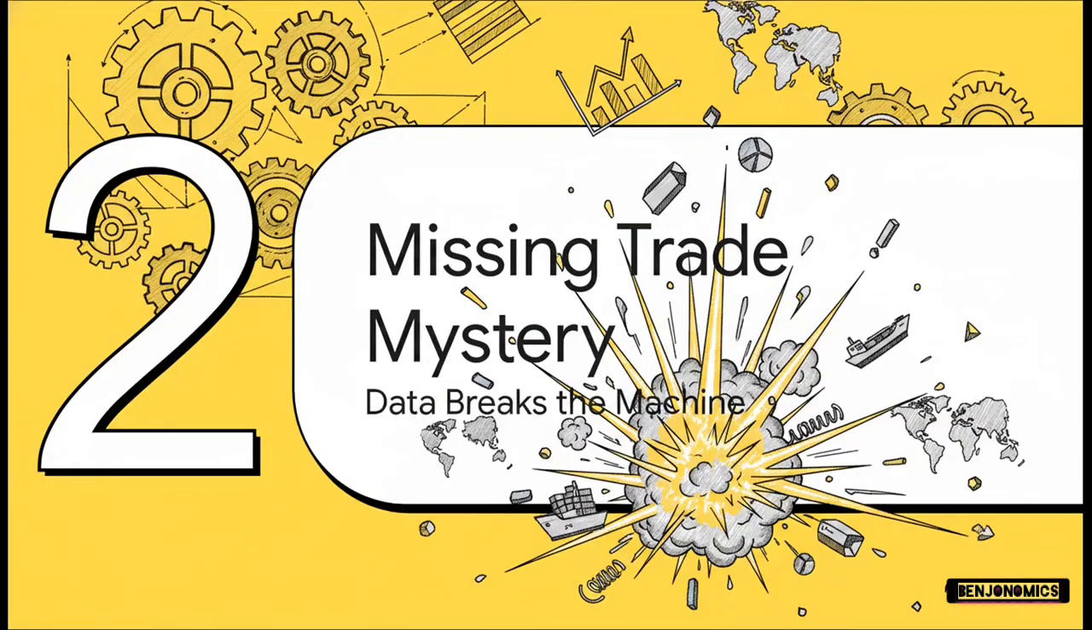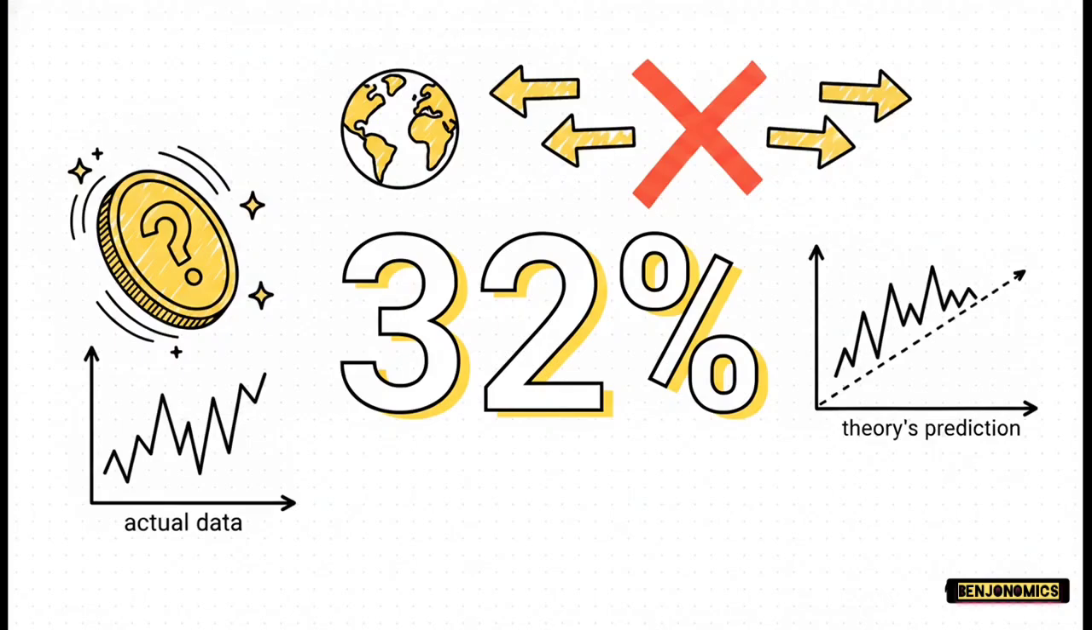Which brings us to section 2, the missing trade mystery. Basically, what happens when real-world data completely breaks the machine? So, this theoretical machine is built, and honestly, it looks beautiful on paper. But then, in 1995, an economist named Daniel Trefler actually ran the numbers. He compared the theory's predictions against real-world international data.